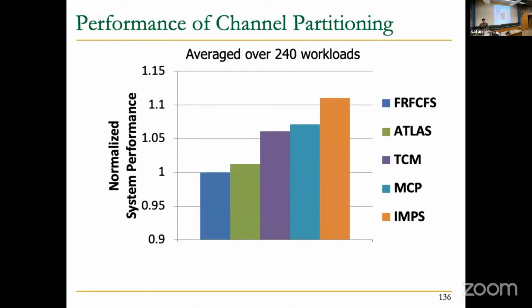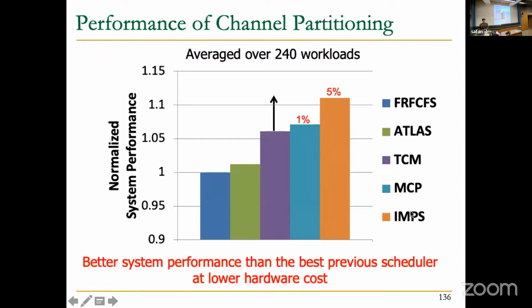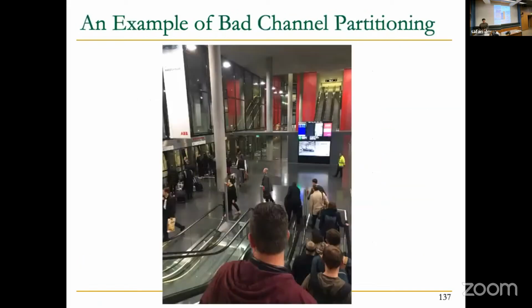And the performance of this approach looks like that in this plot. You have normalized system performance on the y-axis, so the higher you go, the better. And we have the previous scheduling techniques that I described here. And MCP provides 1% higher normalized system performance over TCM. That's the state of the art. And integrated memory partitioning and scheduling improves the memory performance improvement by 4 more %. So it performs better than any previous scheduler at lower hardware cost.